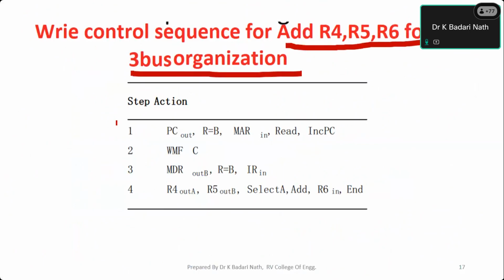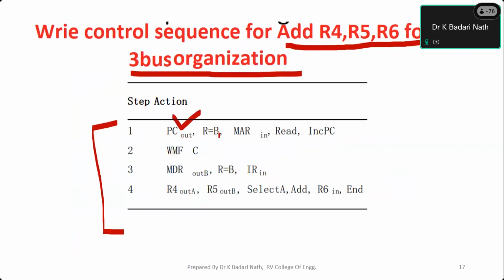We can see that the number of clock cycles has reduced now. First, get the instruction from the memory. What is the way? PC out: place the contents of the program counter on the address bus. R = B. This is nothing but a dummy operation using the ALU to pass the data from one bus to the other bus. R = B.